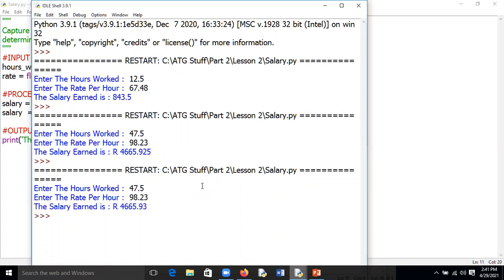Can you see that, guys? 4,665 Rand and 93 cents. So the 925, it rounded off to 2 decimal places and it becomes 93.